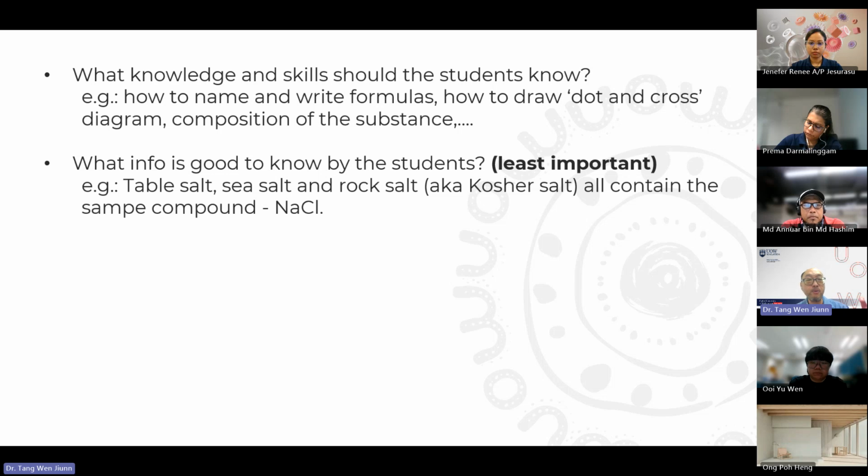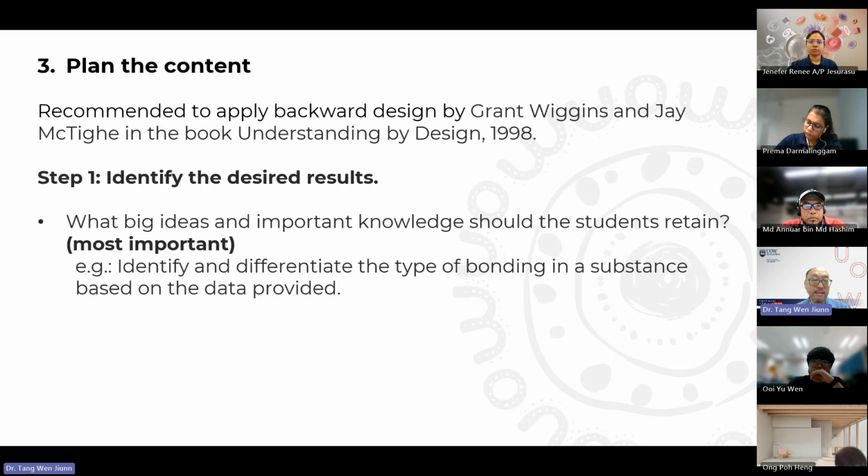So this part here will be the knowledge and skills the students should know. Okay, give another example. The big idea. Okay, identify desirable result. The first one, the big idea. Take kitchen for example. Let's say your today's lesson is how to fry omelette. Okay, so how to fry omelette, that will be the main idea.